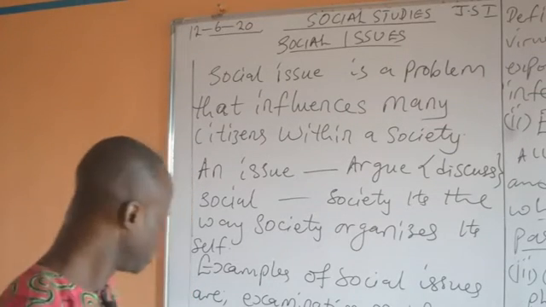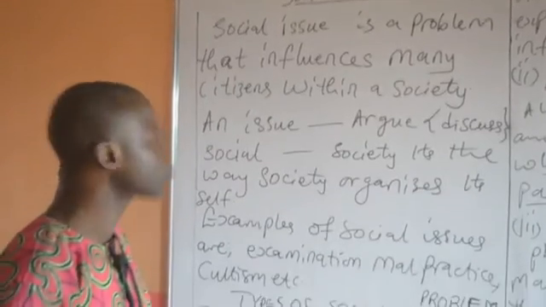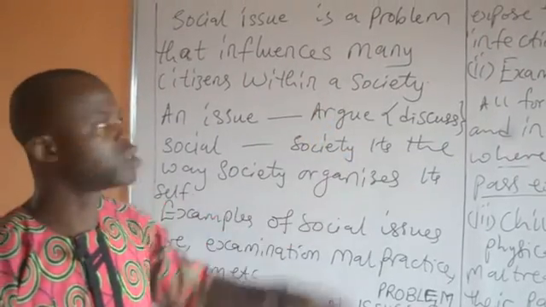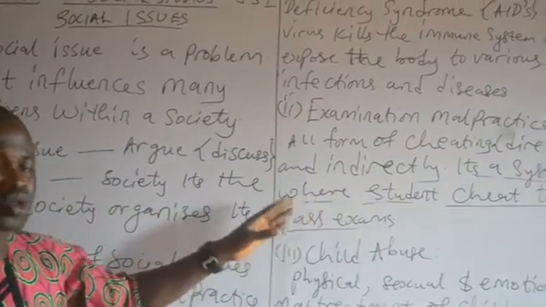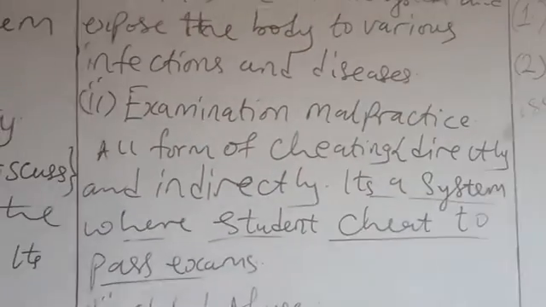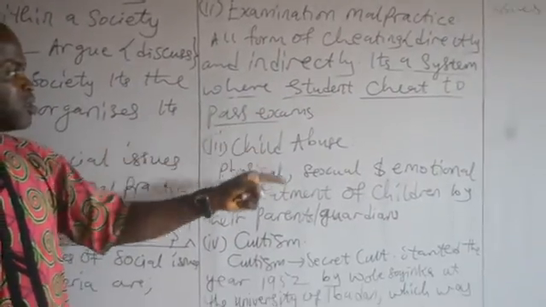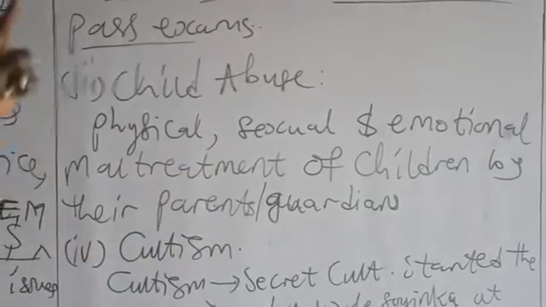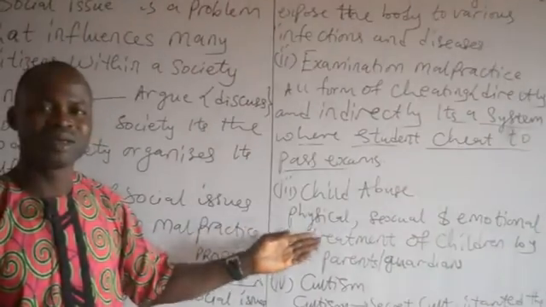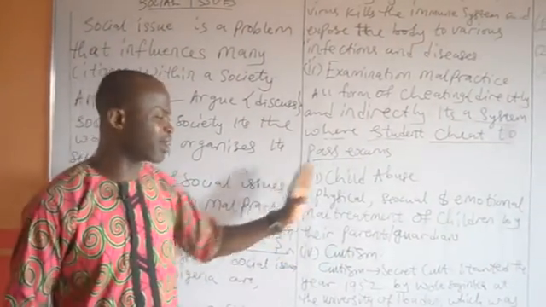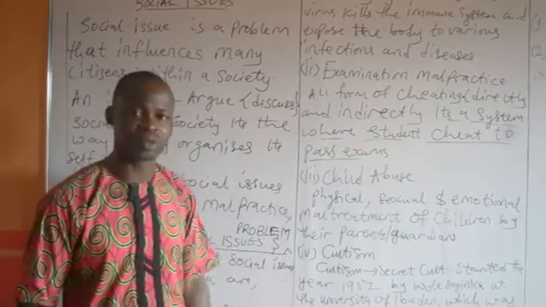The types of social issues on the board are HIV and AIDS, meaning human immunodeficiency virus and acquired immune deficiency syndrome. Number two, examination malpractice, where students cheat to pass exams, as every form of cheating is known as malpractice. Number three, child abuse, every form of harassment of a child, physically, sexually and emotionally. And again, cultism, also known as secret cults.